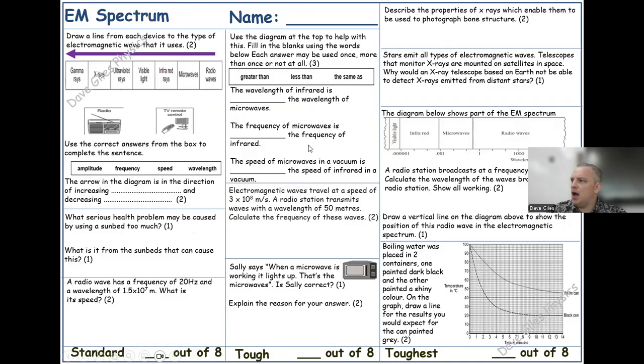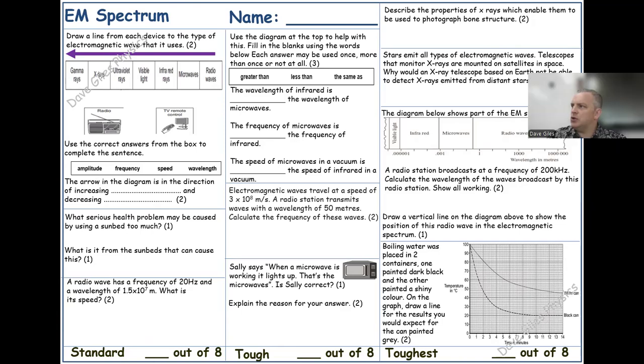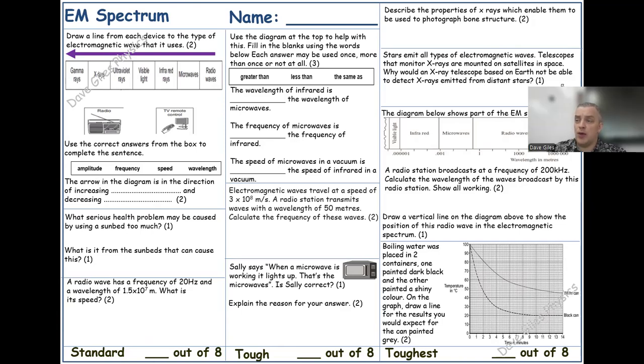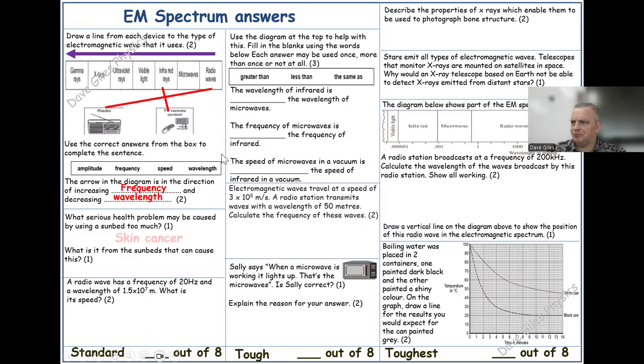So here are some questions. I shall give you time to pause it, and then I'll put the answers on. So you can pause this, work your way through, and then check it yourself. Okay, and I'll put the answers on now.